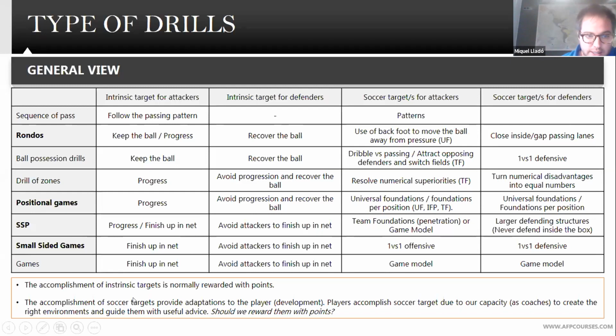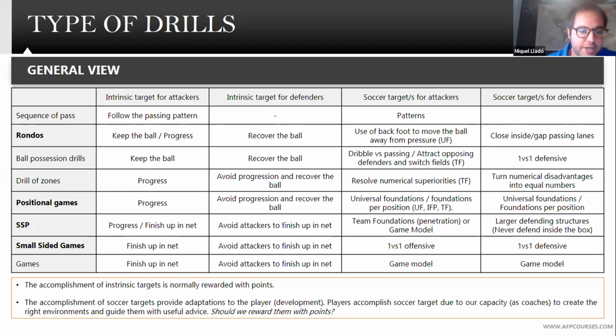Below in the orange box, there is the most important point of this slide, and this is crucial. If we are not able to understand this, then all our training drills will be wrongly designed from the beginning. When a player or a team, whoever is playing that drill, accomplishes the intrinsic targets, such as keeping the ball, progression, or finishing in the net in the case of SSPs, we reward this team with points because they need to feel that they are doing something to achieve a target and get a reward out of this target.